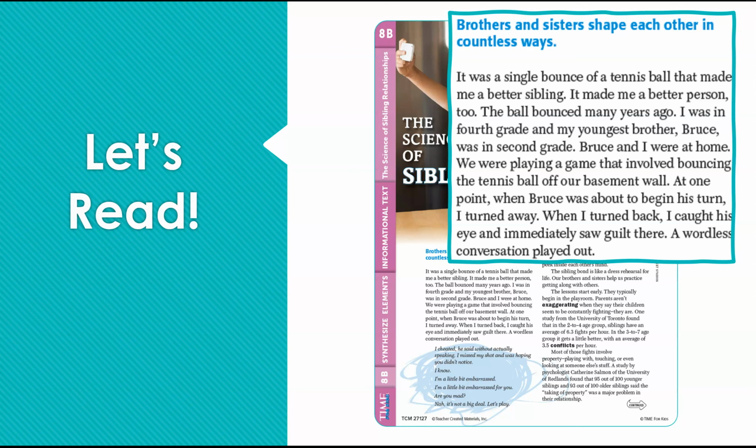So my friends, those of you with siblings at home, and if you don't have a sibling at home, you probably have a cousin or a family friend that's almost like a sibling to you. Have you ever had one of those wordless conversations where you look each other in the eye from across the room and you know what the other person is thinking? Maybe you've had it with one of our friends in class. I want you to think about what could Bruce have done that he would have felt guilty about? And how would that make him a better sibling?